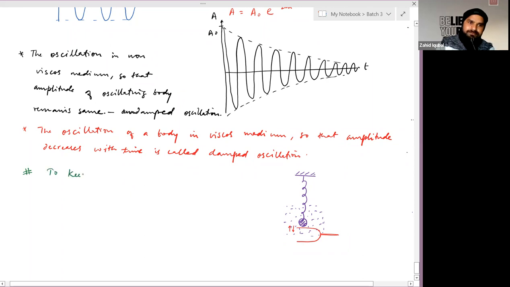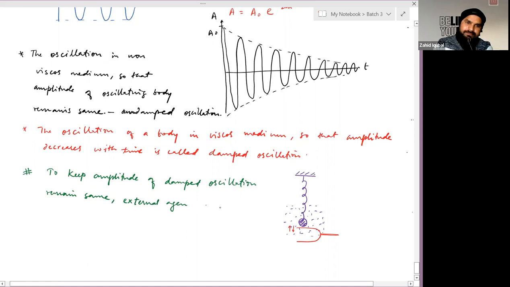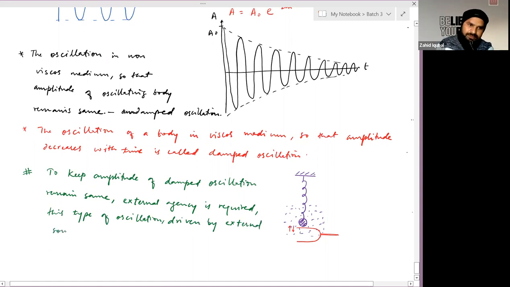So to keep the amplitude of a damped oscillation the same, an external agency is required. This type of oscillation, which is driven by an external source, is called forced oscillation.